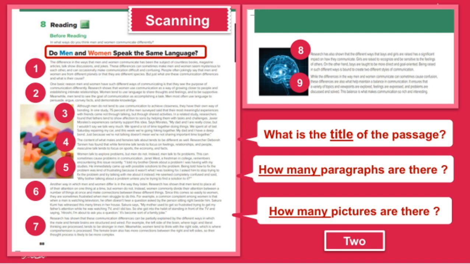Finally, the slide asks, what is the title of the passage? This helps us connect the visual cues and questions back to the main idea or theme of the material we're studying. Overall, this slide emphasizes the importance of scanning, a quick way to gather key information efficiently, which is a crucial skill in reading and comprehension.